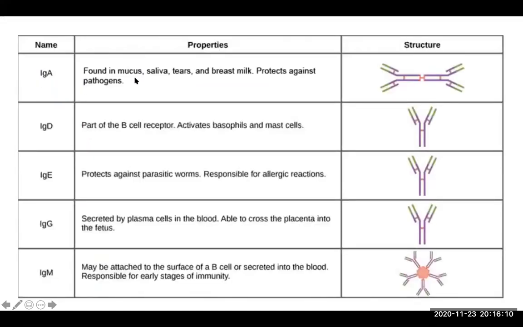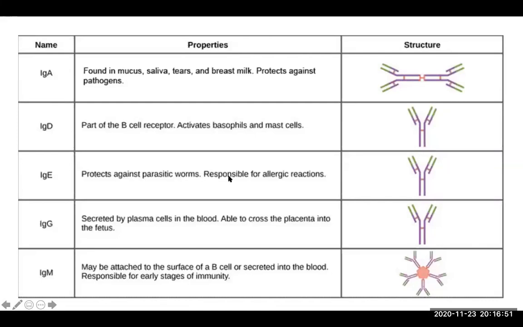So I mentioned IgA is found in mucous membranes, saliva, tears, breast milk. IgD is actually part of a cell receptor if you have that. Not everyone, right? We'll have a discussion on blood types in a moment. But this can activate basophils and mast cells. IgE is mostly for extracellular pathogens like parasitic worms. They're way too big to get inside of a cell, so they will exist outside of the cell. Typically, they will either be in the blood or in the intestine.